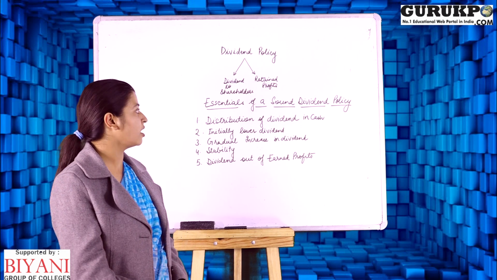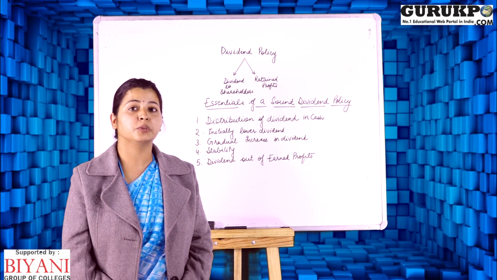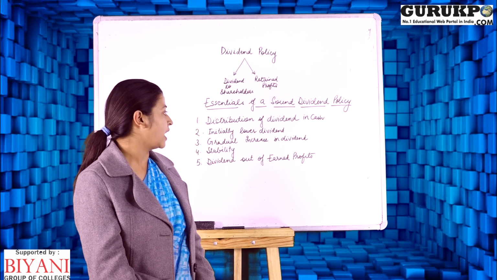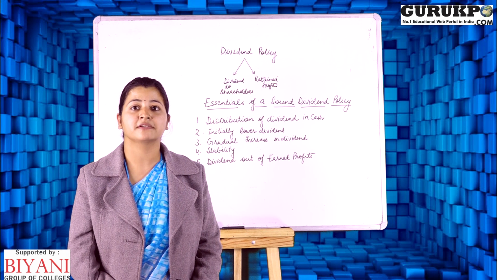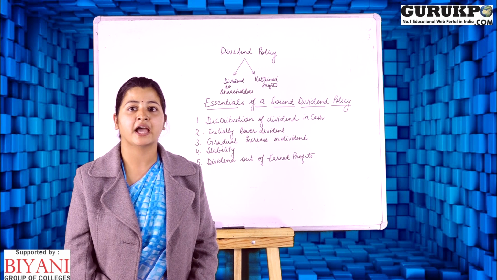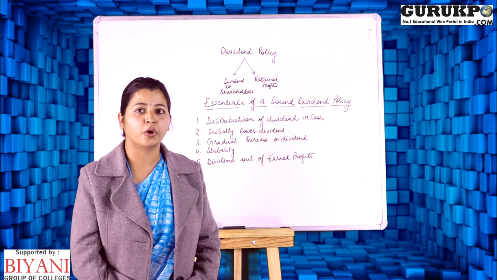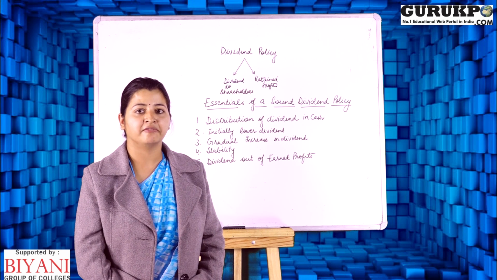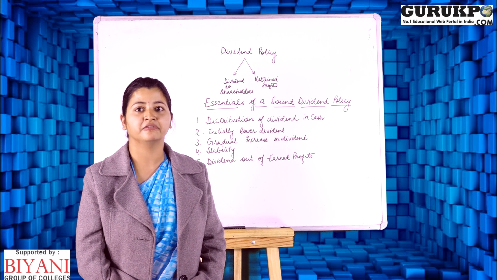The last essential of a sound dividend policy is dividend out of earned profit. Dividend should be earned. The company should pay dividend from its current year profits or last year profits. They should not pay dividend when they have incurred losses or when there is no profit. So, a dividend policy is the policy that determines what percentage of profits they will keep as retained profit and what percentage they will distribute in the form of cash dividend.